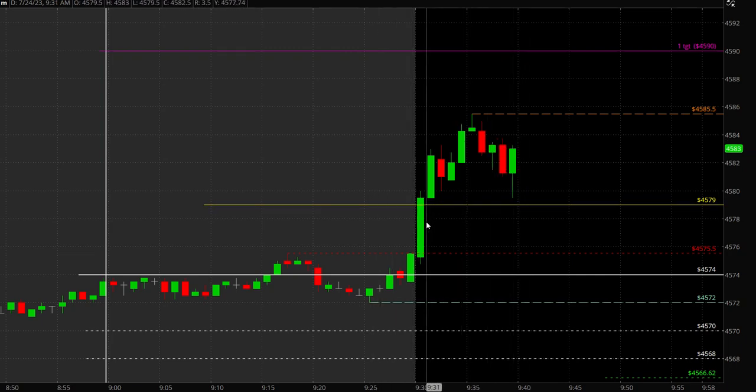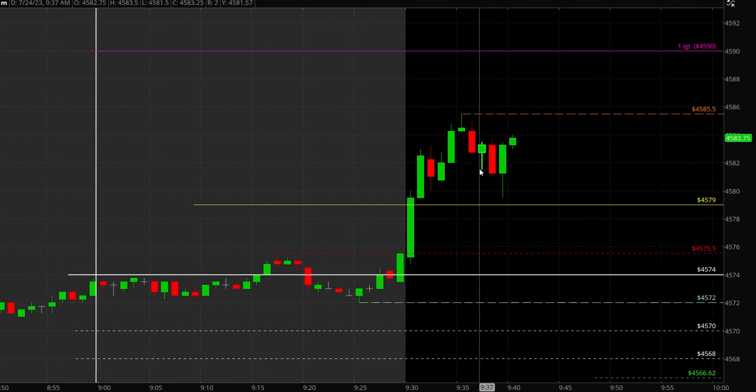Support. Resistance, right? Resistance become support. Support become resistance. Price pulls back. This is like a classic action. All right? Come on.